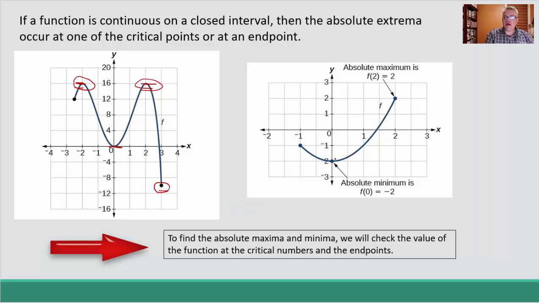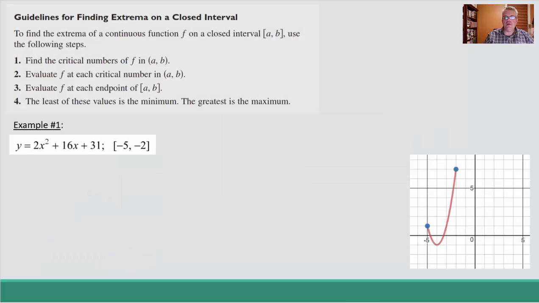On this graph, here's the absolute minimum at this relative minimum, or at that critical point, and here's the absolute maximum at an endpoint. Alright, so in general, to find an absolute maximum or minimum, what we're going to do is find all the critical points and just try the function at the critical points and the endpoints. And one of those has to be the absolute maximum, one has to be the absolute minimum.